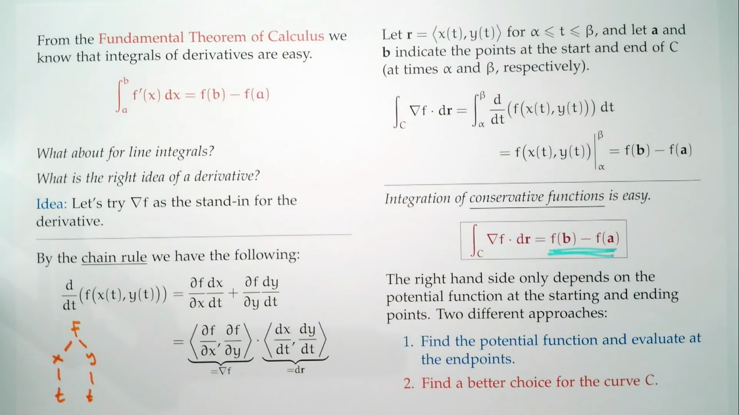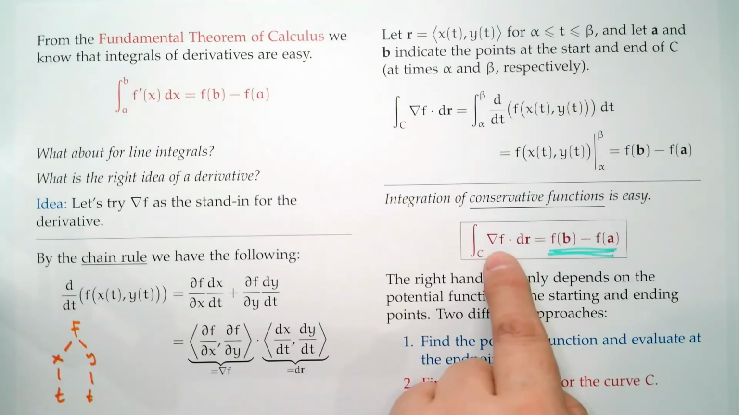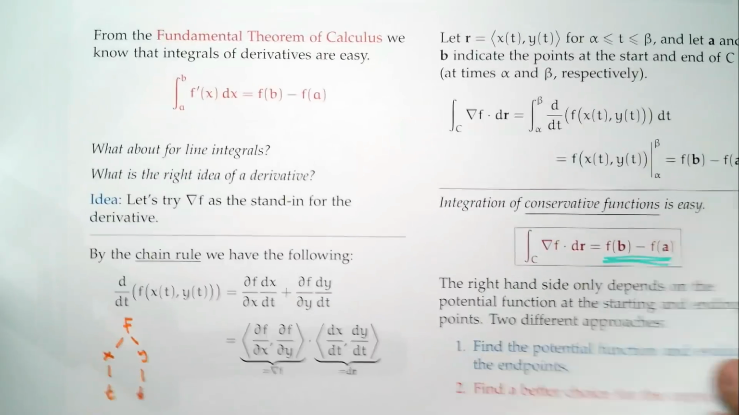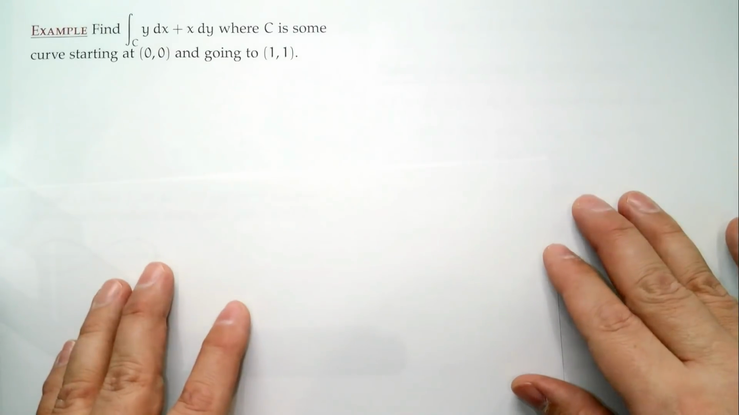All right. So remember, the goal is, if I'm integrating something which is conservative, find that potential, evaluate at the endpoints. Okay. So let's try this. An example. Let's find the integral along some curve of y dx plus x dy.